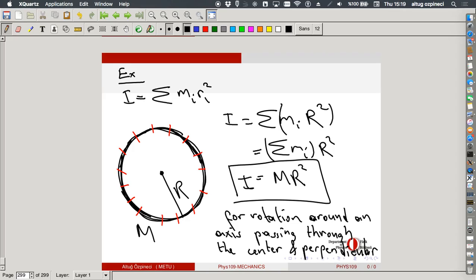So if you take this wheel and want to rotate it around a perpendicular axis, the moment of inertia will be different. You cannot use the same moment of inertia for all kinds of rotations. If you want to rotate it not around this axis but around a point on the edge, for this rotation it will be different, etc. For each one of them you have to calculate it.